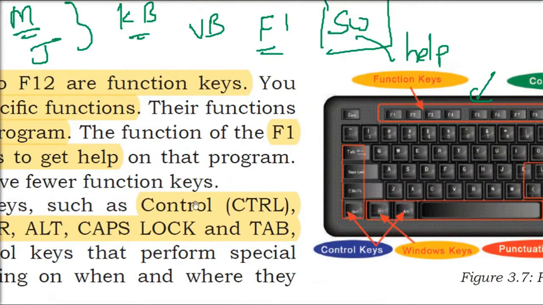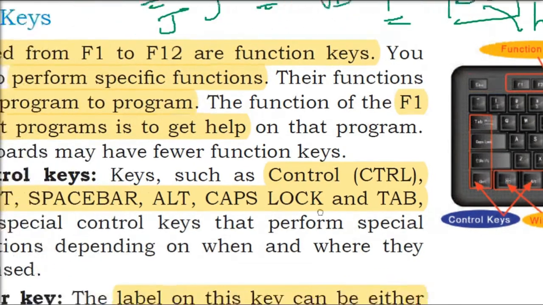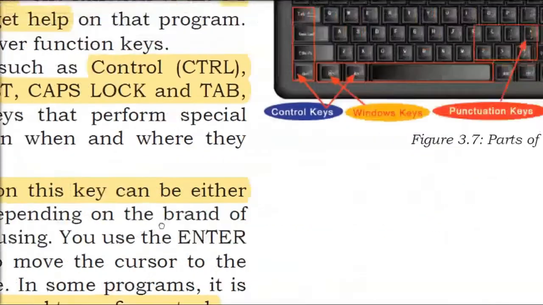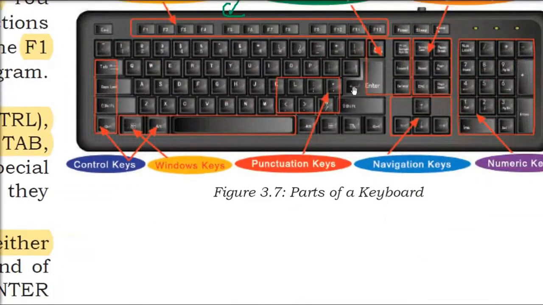Tab is for 4 spaces. Caps lock is to make the character uppercase or lowercase. Alt is a combination key. You combine it with other keys, for example, Control Alt Delete, or Shift Delete, which will delete everything without sending it to the recycle bin.